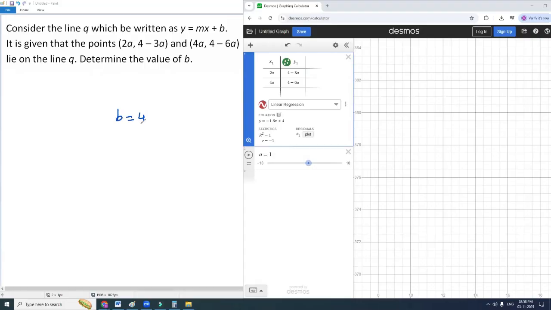And here we got the value 4 for b when we take a equals 1. What if I take some different value for a other than 1? Now let's use a slider to take different values for a. Even when I take different values for a, the equation value over here does not change. So therefore, the value of b in this equation is 4.